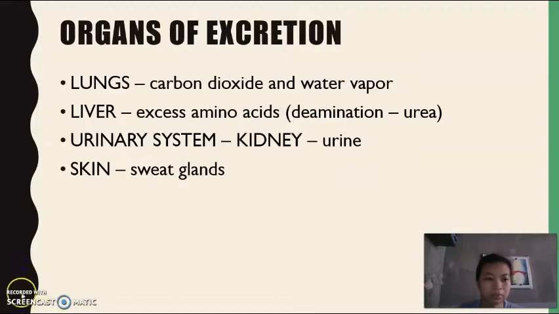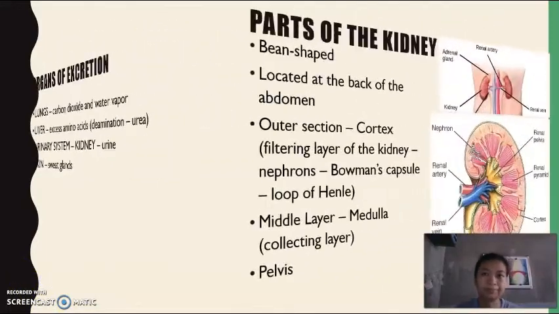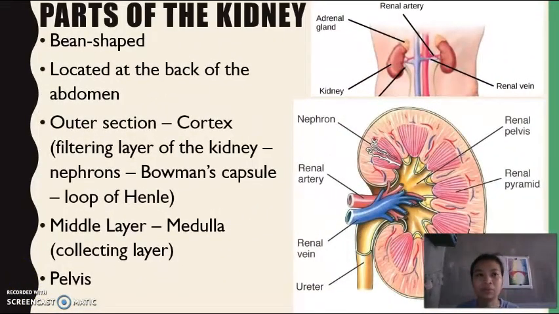For the next one, the parts of the kidney. Kidneys are bean-shaped organs located at the back of the abdomen. If you put your hands on your waist, where the tips of your thumbs point, that is where the kidney is located.